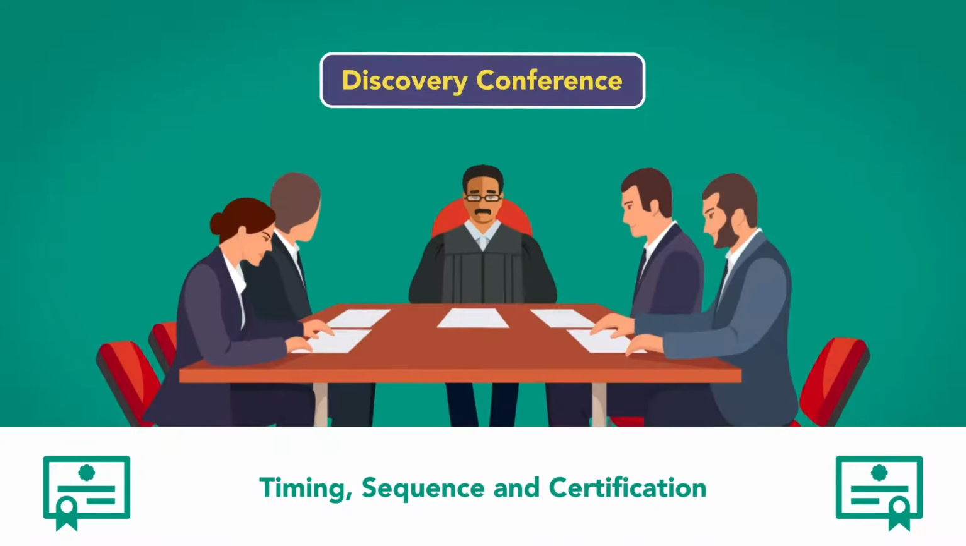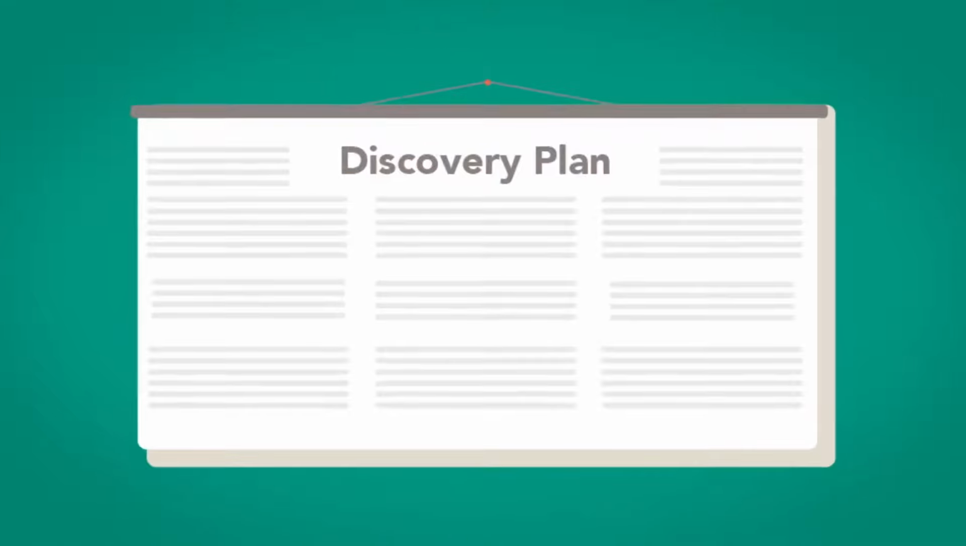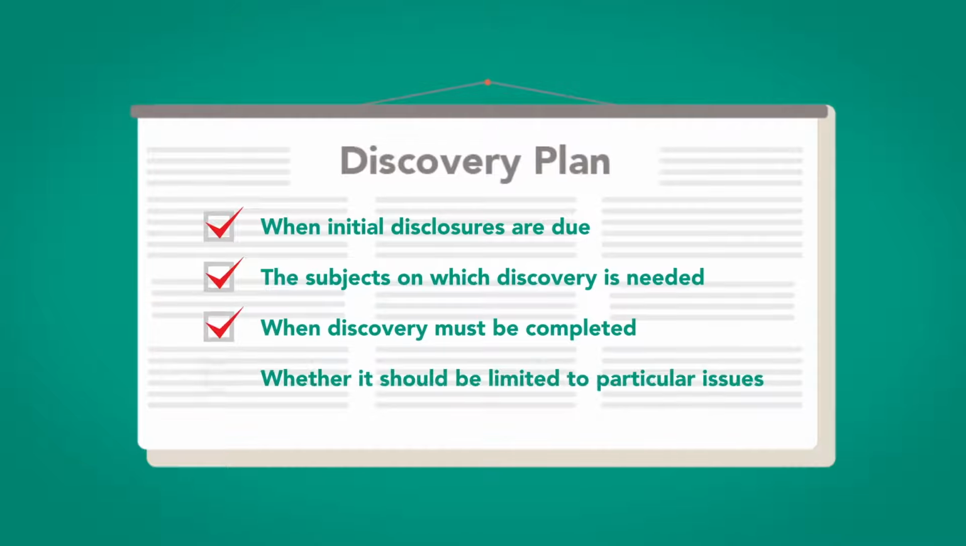Before parties can begin discovery, they must have a discovery conference, which includes the judge overseeing the case as well as the parties involved in the litigation represented by their attorneys. The discovery conference must be held as soon as practicable after a case is filed, and its purpose is for the parties to develop a discovery plan. The discovery plan must outline when initial disclosures are due, the subjects on which discovery is needed, when discovery must be completed, and whether it should be limited to particular issues.